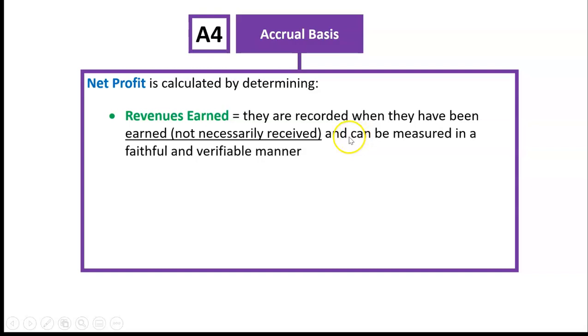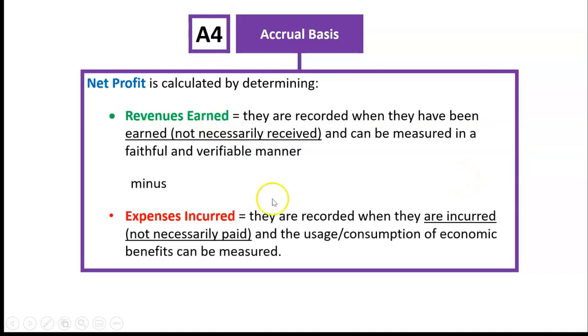This bit's a little bit tricky, but it says that they can be measured in a faithful and verifiable manner. Don't worry so much about that bit. Just worry about this revenue earned, minus your expenses incurred. Here's the key word, earned, incurred. Revenues are earned, expenses are incurred. That basically means that we're going to record expenses when they're incurred, not necessarily paid. Basically what that means is they've been used or consumed.